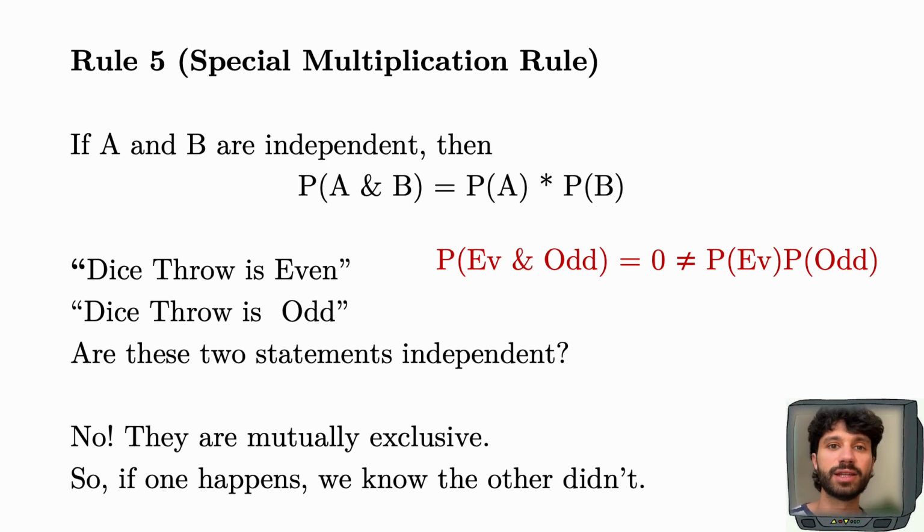So independence means that whether one event occurs or not is not going to give you information about the other event. So two statements are independent if they don't really give information about each other, right? Me drinking water gives you no information about Biden rerunning for president, but the dice rolling even gives you information about whether it rolled odd or not. All right.